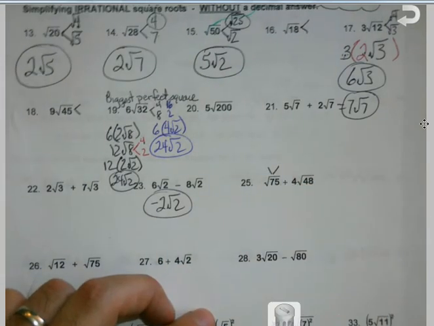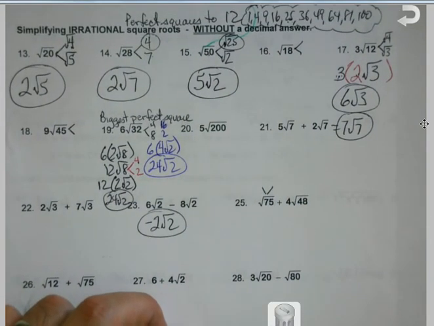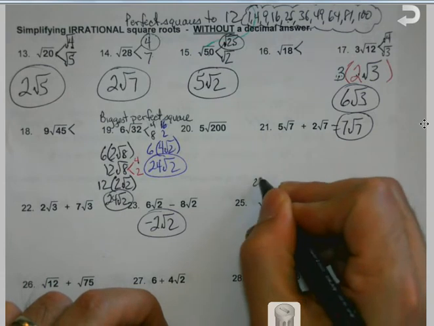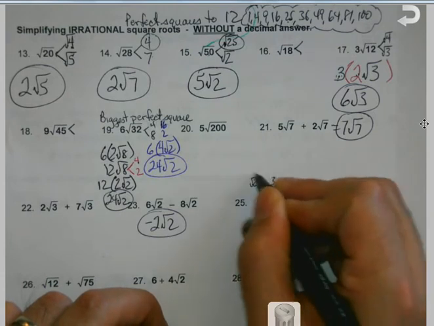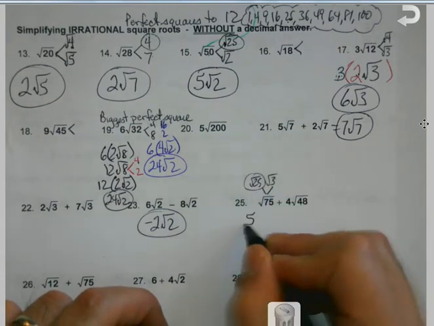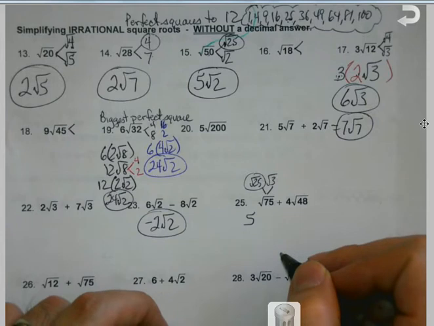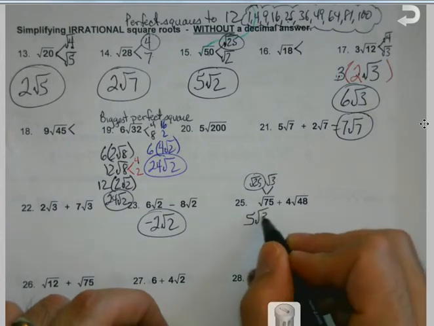How can we break down 75? 25 and 3. And again, my 25 is perfect. It gets out of radical jail with a new identity. 5, square root of 3, still acting irrationally.